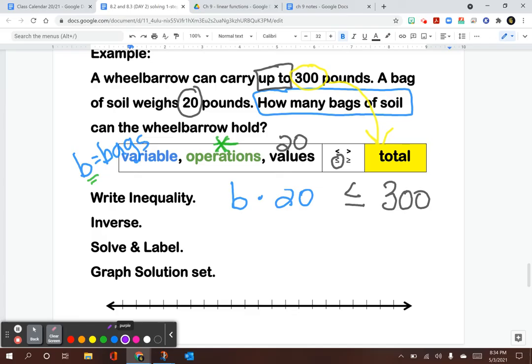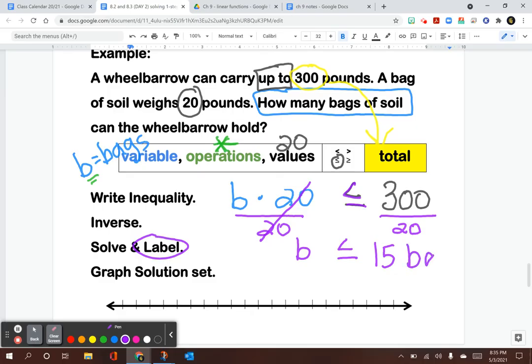Now I'm ready for my inverse. The opposite of multiplying by 20 is divide by 20. What I do to one side, I better do to the other. The 20s cancel out, but the variable B for bags is still here. Less than or equal to that. And 20, how many 20s go into 300? 15. Now I'm going to label this 15 bags. I could carry up to 15 bags of soil.